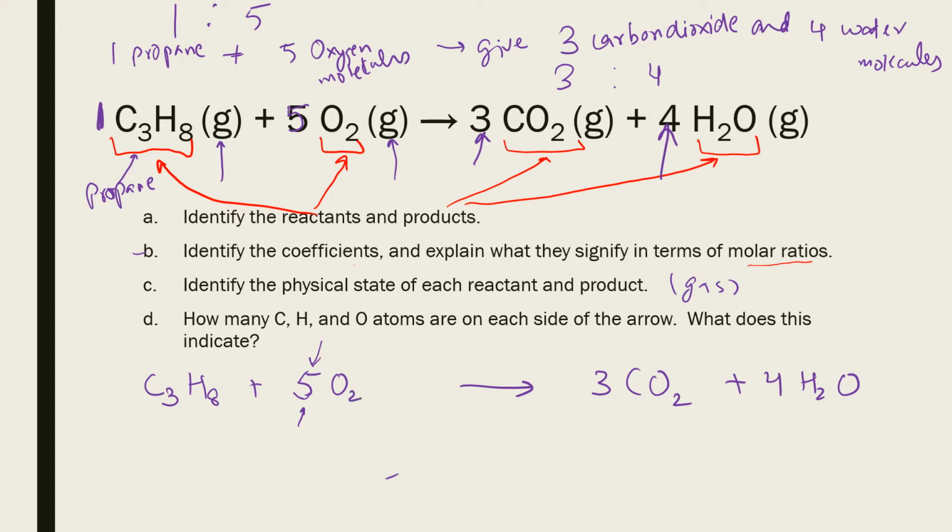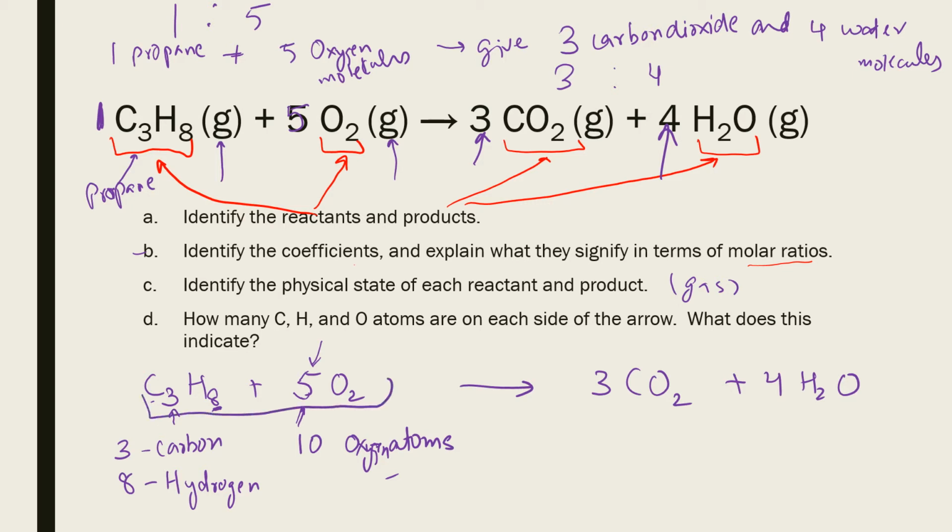So 5 means that we have 5 O2. Each O2 has 2 oxygen atoms. So 5 of them together will be 10 oxygen atoms. Similarly, in C3, this 3 means we have 3 carbon atoms. And this 8 means we have 8 hydrogen atoms. So on the reactant side, we have 3 carbons, 8 hydrogens, and 10 oxygens.